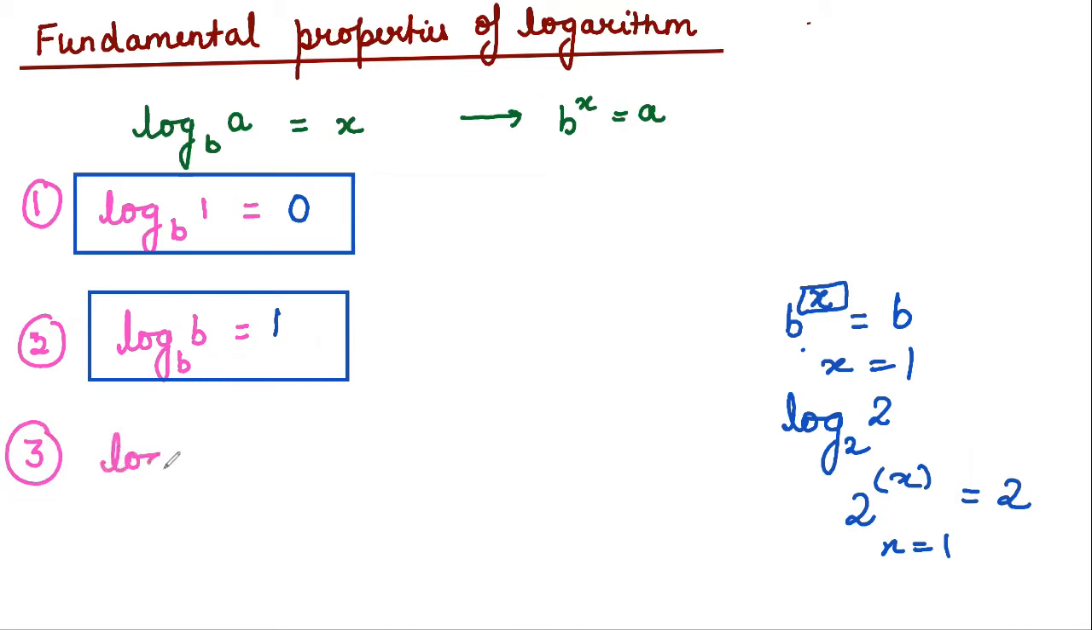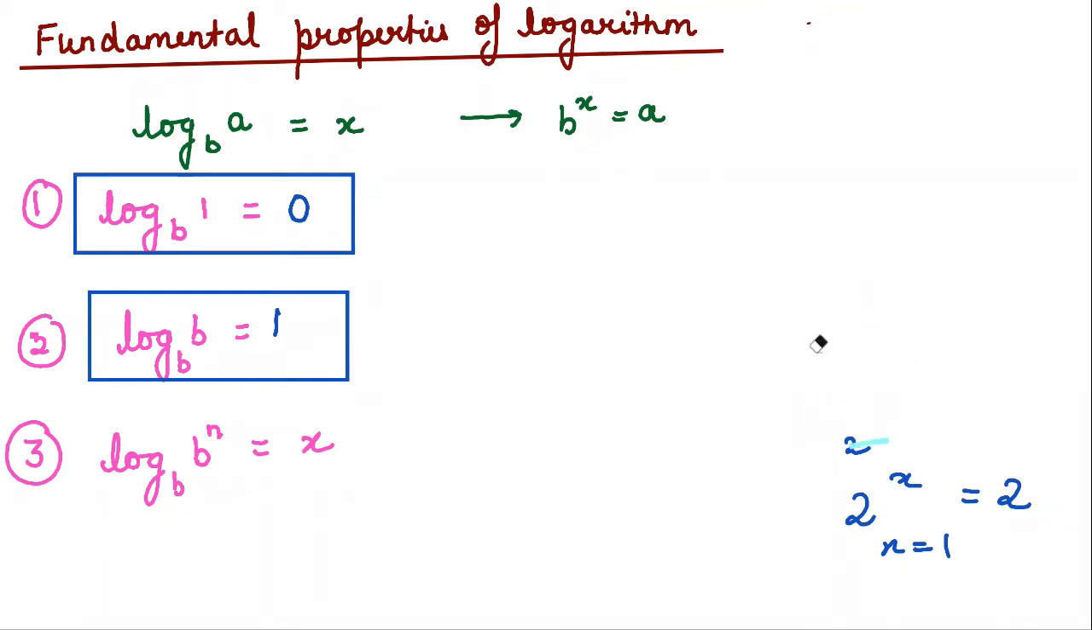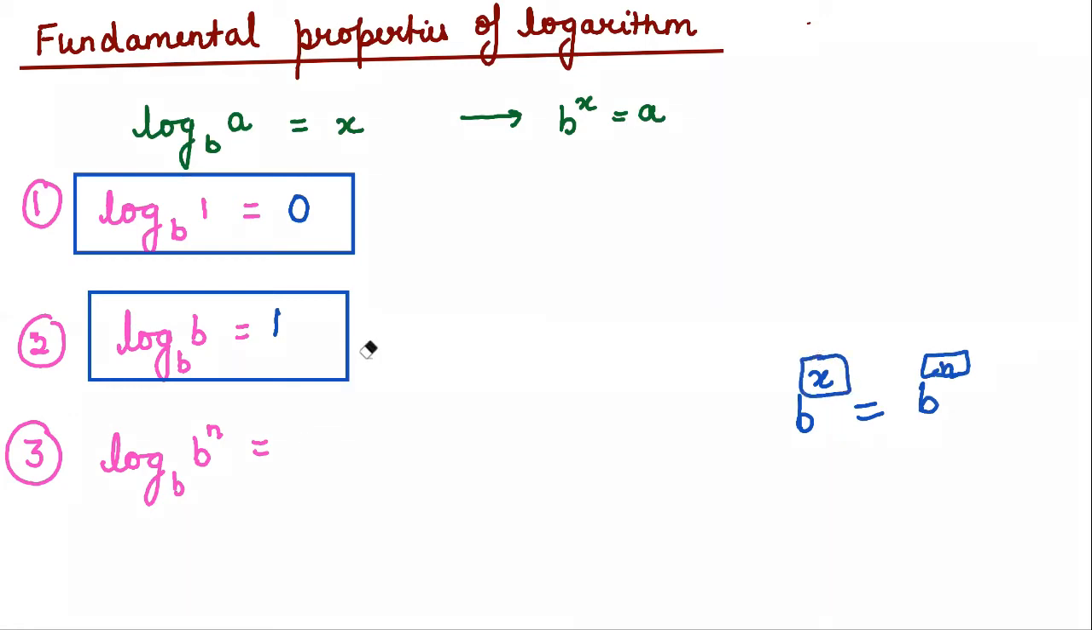What should be log b to the power n with base b? Let it be equal to x, and let's try and find this out. Log b to the power n base b equals what? If you find this out, b raised to the power x should be equal to b to the power n. So that means x should be equal to n. So this will be the same as n. This is your third property of log.